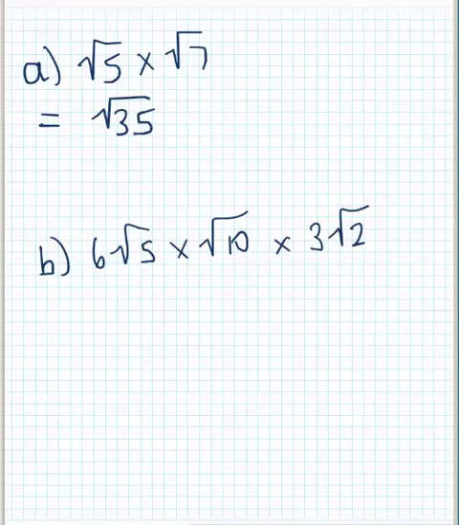And I don't think there are any perfect squares that are a factor of 35. So we stop there. This is a surd that cannot be simplified anymore. And we're done. Down here, now it's a bit different because we now have numbers on the outside.